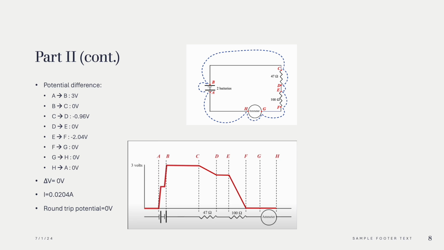From A to B, the voltage was seen at 3, from B to C, it was at 0, from C to D, it was negative 0.96, from D to E, it was 0, and from E to F, it was negative 2.04 volts, and the remaining were 0.